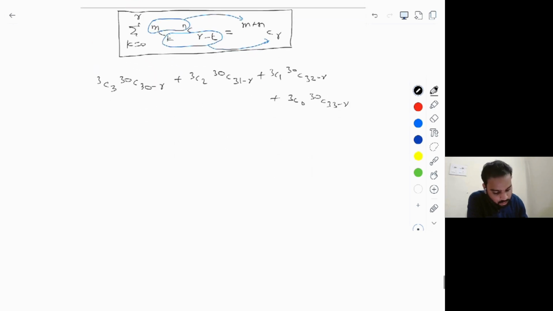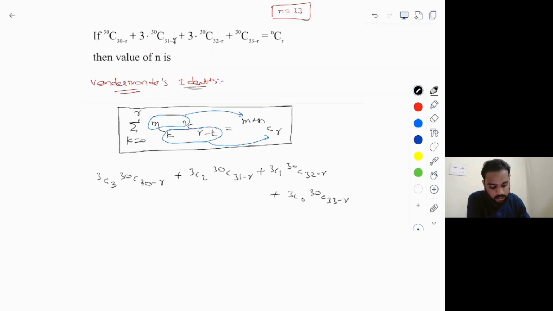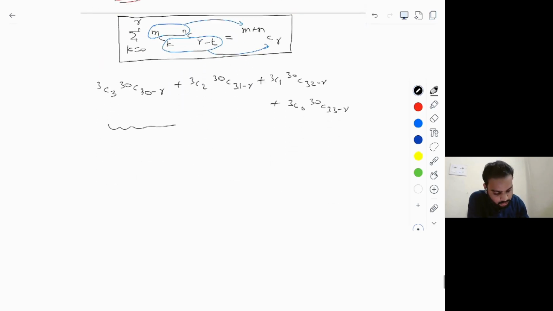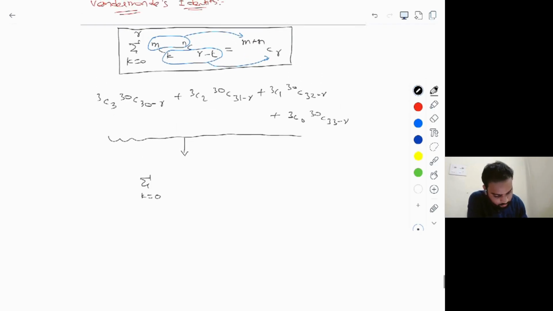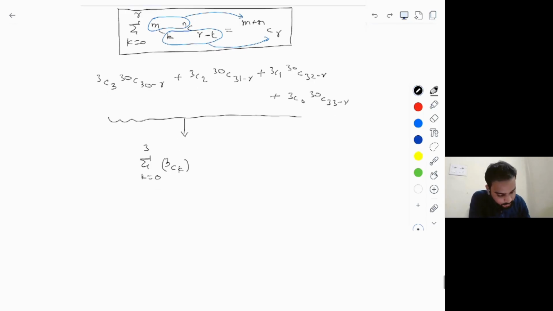And if you try to express this in sigma notation, I hope you understood, right? I'm writing the first term 1 as 3C3, the second 3 as 3C2, the next 3 as 3C1, and the last term 1 as 3C0. So that I will be able to express this entire thing in sigma notation, that is sigma k equals 0 to 3 of 3Ck multiplied by 30C(33 minus r minus k).